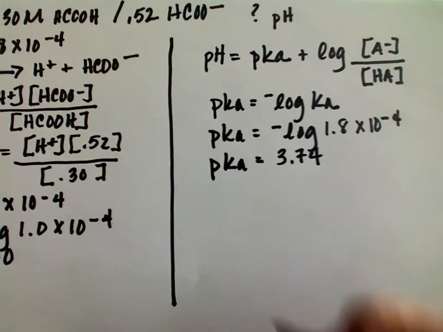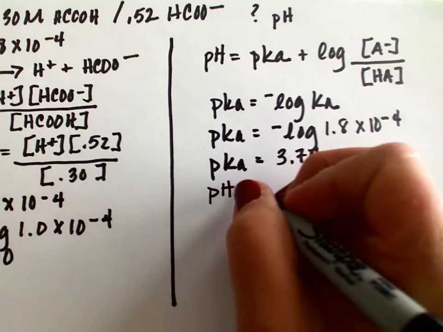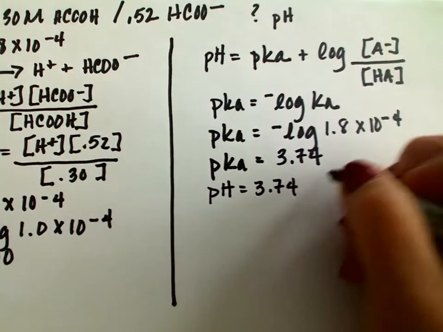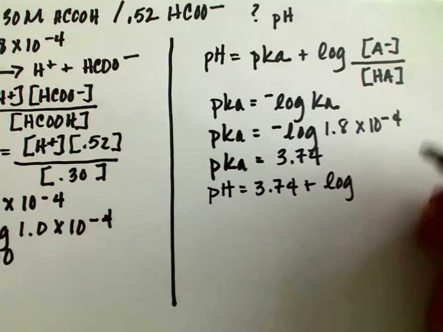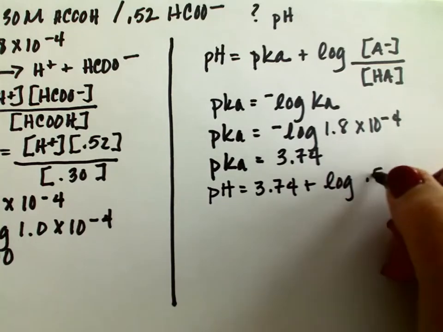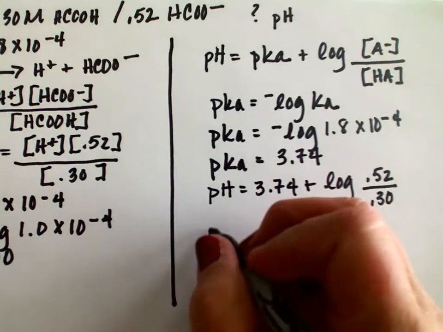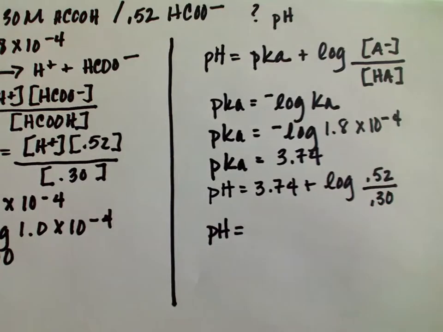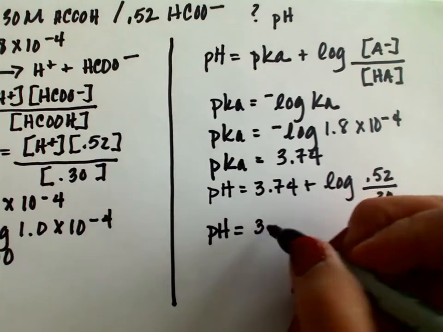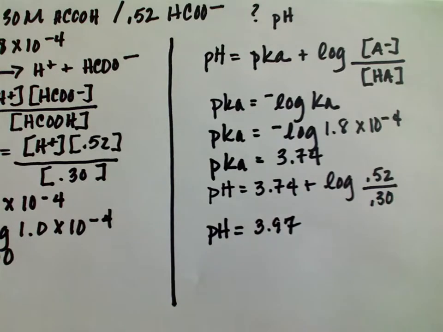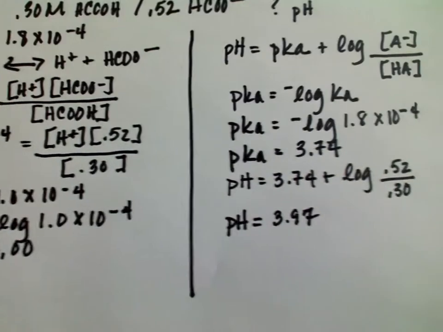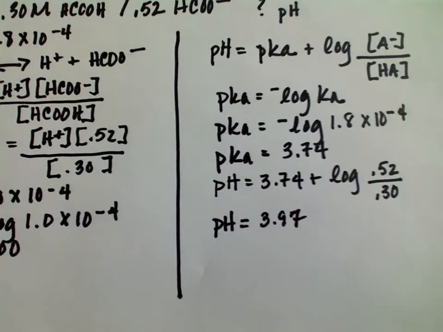Now we can just plug that into our Henderson-Hasselbalch equation. And we'll add to that the log of 0.52 divided by 0.30, and our pH using the Henderson-Hasselbalch equation is 3.97. So essentially 4.00. So again, I want you to be able to use both methods to calculate pH of a buffer system, because I'll ask you to do it both ways on an exam.